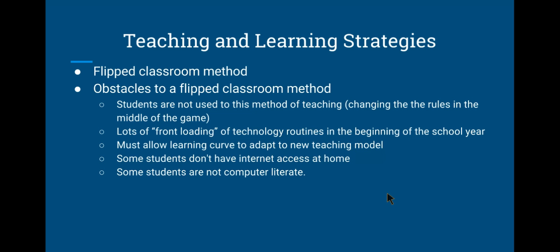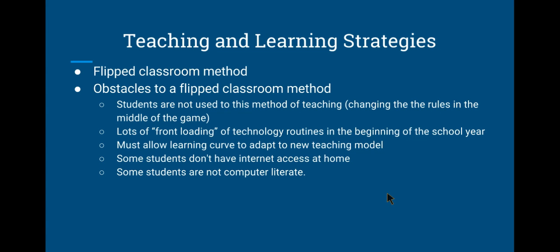Some of the students adapted faster than others, and the ones that adapted slower, we have to allow a learning curve to that. Some students don't have internet access at home, and we've set up a way for those students to adjust where they can still participate in the flipped classroom model without having internet access. One of the things in our building we have is Comcast gives free internet, not free, but cheap internet for $9.99 a month for low-income families. So we have set up some students with that access.